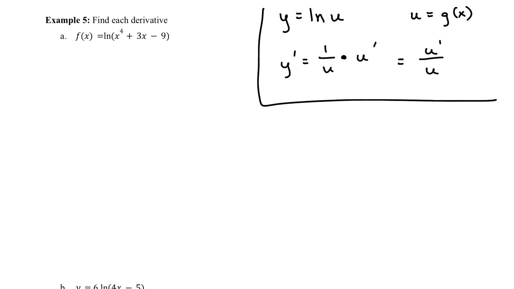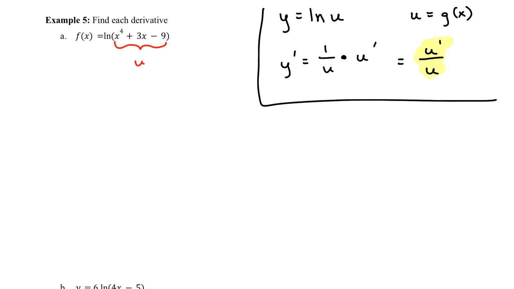So first up, I've got f of x equals natural log of x to the fourth plus 3x minus 9. Again, I need to start by identifying that inside function. So here in this problem, my inside function would be x to the fourth plus 3x minus 9. That would be my u. So if I look at my derivative shortcut rule, my derivative should look like u prime over u.